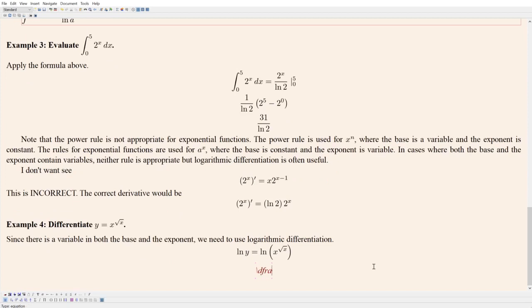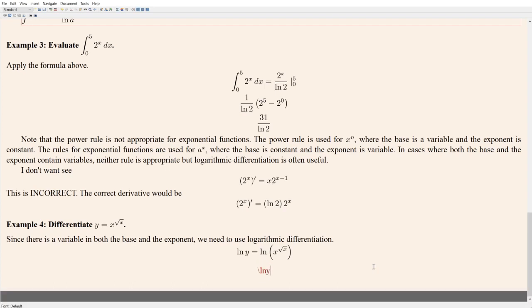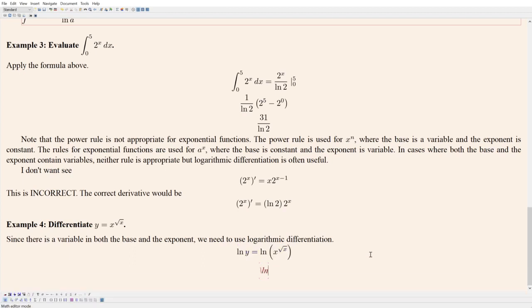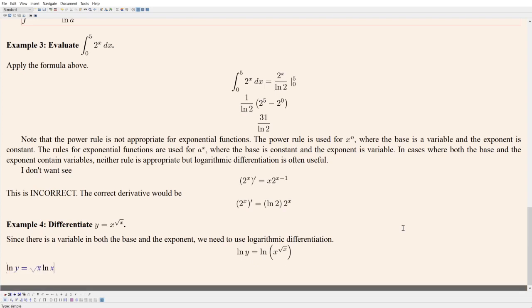Now differentiate both sides. So the derivative of log y is y prime over y. Oh, I'm sorry. Wait, before we do that. The reason we took the log in the first place is because we can take advantage of the laws of logarithms to simplify this. So the square root x in the exponent can be pulled out front. Yeah, of course. That's the reason why we take logs in the first place. Okay, now differentiate both sides.